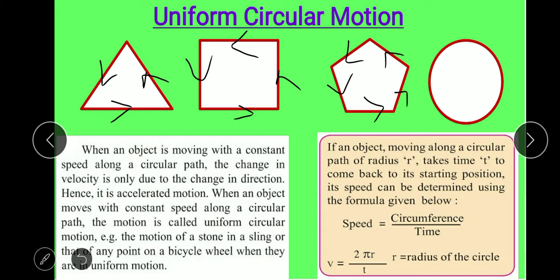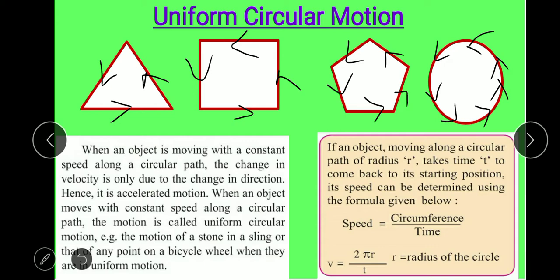But when we are talking about a circle, the direction is continuously changing on each and every point. So if the path is a circular path, that means the direction is continuously changing.